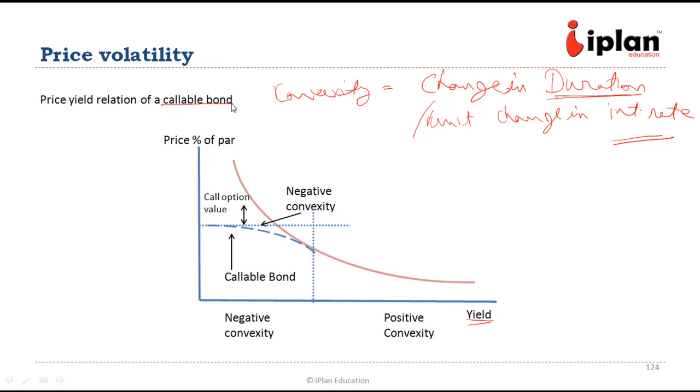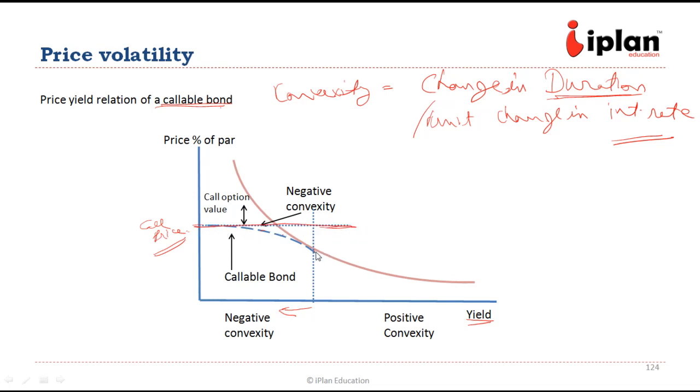Now let us look at a special case of a callable bond. We know if the interest rate falls below a point, the borrower can call the bond at a predefined price and can fund this activity from some other source since the interest rates are lower. So if the interest rates are falling, the borrower is going to call the bond. So the price of the bond will not rise beyond a point, and that point is the call price. The borrower will not allow the bond price to rise beyond that. As soon as it tries to touch the call price, the borrower will call back the bond and buy it from the investor at this price. So this is the ceiling. It cannot cross this level.